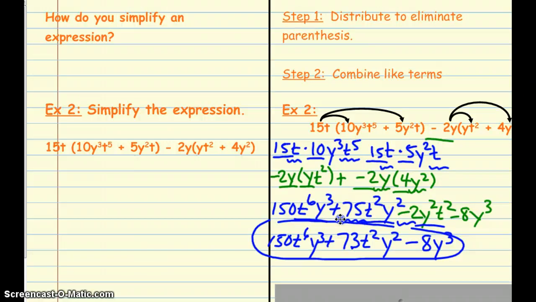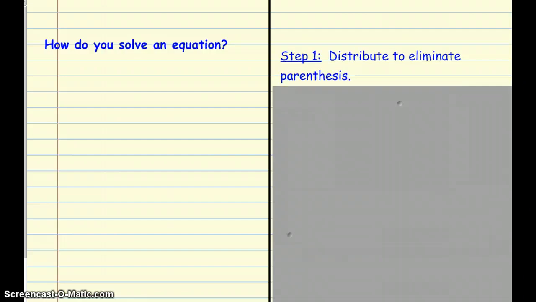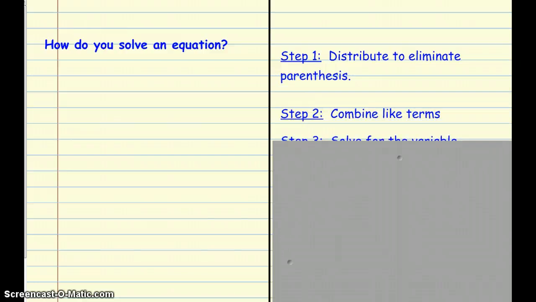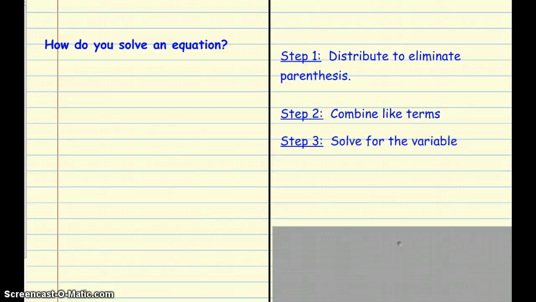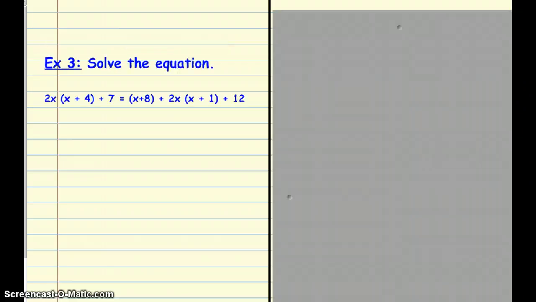Now the last problem for today's lesson deals with solving equations that are similar to this. There are 3 steps. Just like with the first one, we're going to distribute to eliminate the parentheses. And just like the second one, once we've distributed, we look to combine our like terms. And then step 3 is going to be just to solve for the variable, using what we know about solving equations. So let's take a look at our last example.